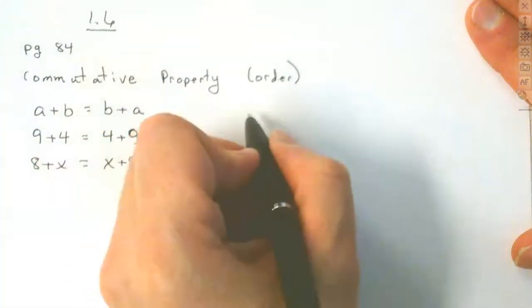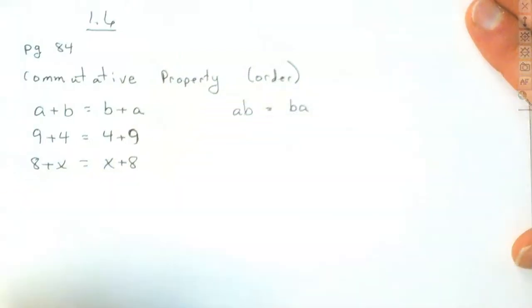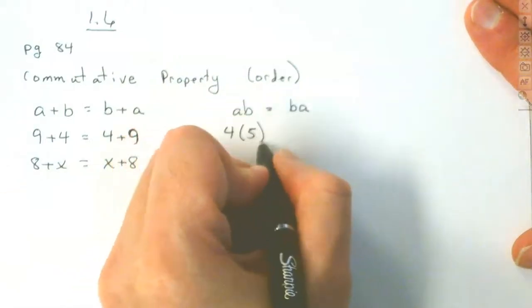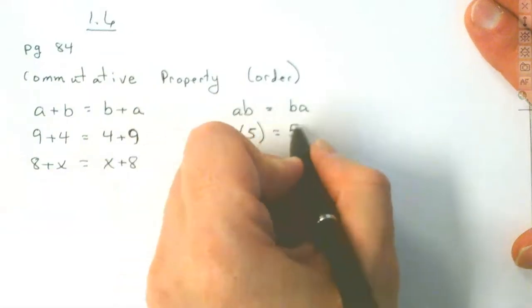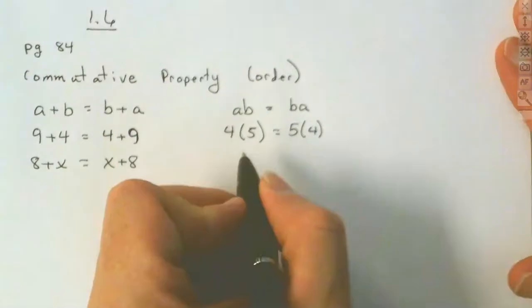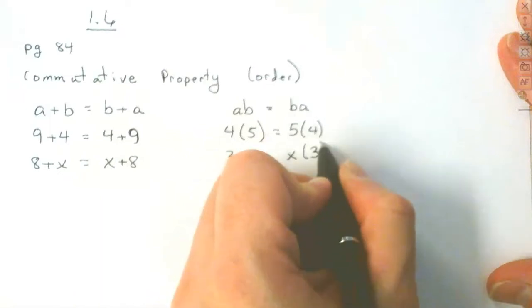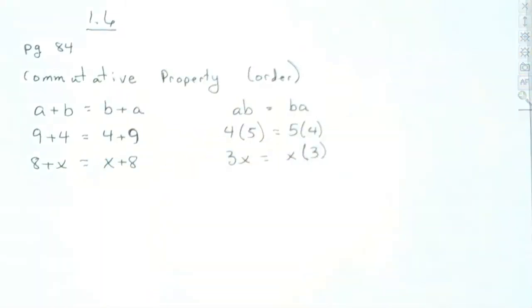Also, it can be done with multiplication. A times B is the same as B times A. Well, what does that mean? 4 times 5 is the same as 5 times 4, right? These are the same. These are examples. 3x is the same as x times 3, right? These are the same. All we did was we changed the what? Order. So anytime we mix up the order, that is the commutative property.